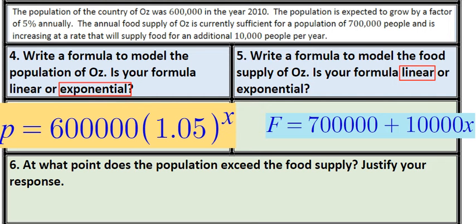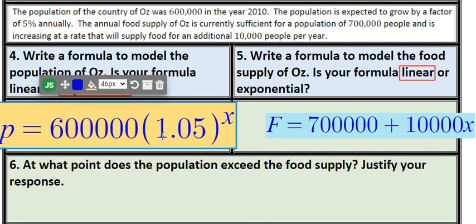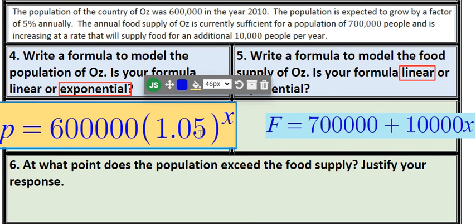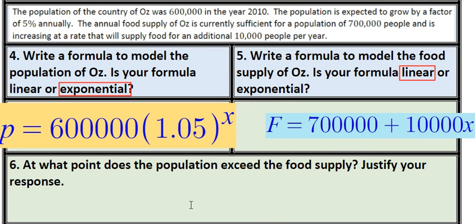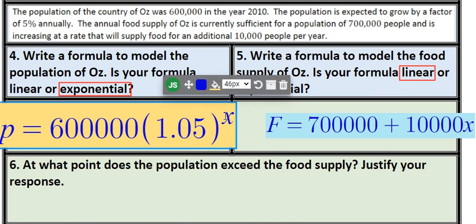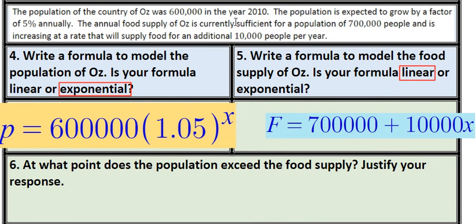Write a formula to model the population of Oz. Is your formula linear or exponential? Now, in class, we determined that if we have 600,000 people increasing at a rate of 5%, we're going to multiply 600,000 times (1 plus 0.05) raised to the x, where x is the number of years since 2010. Now, that is an exponential function.